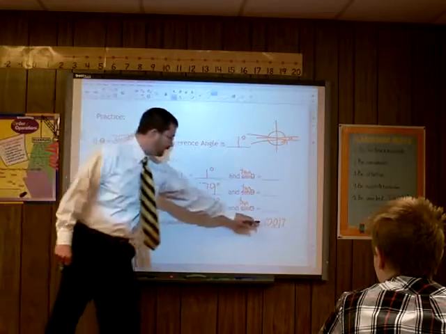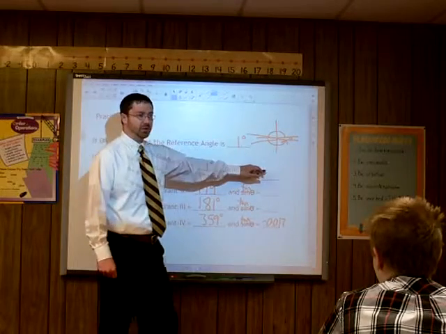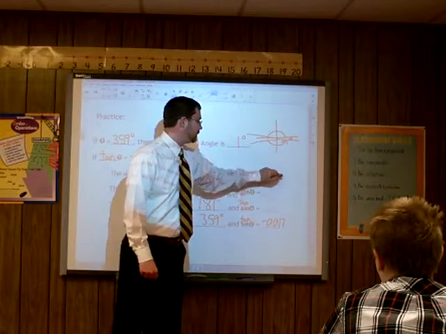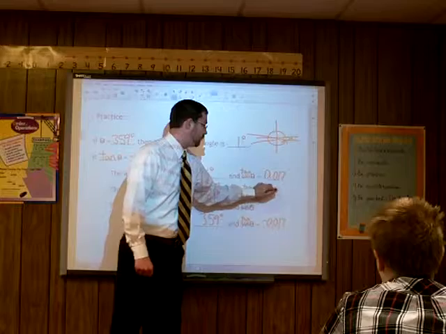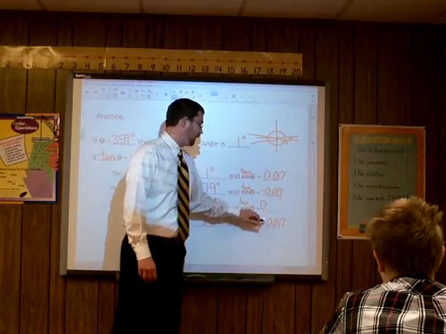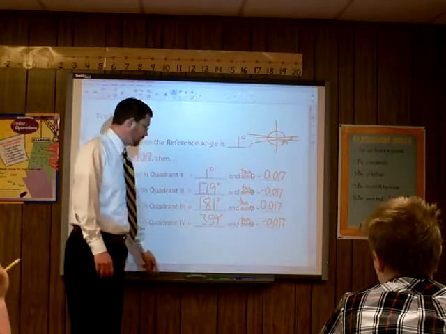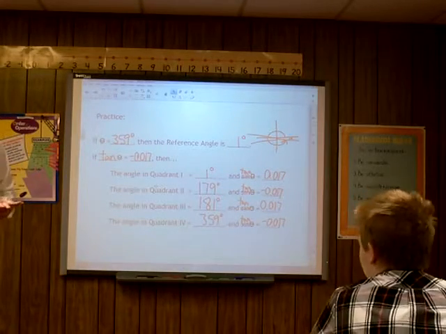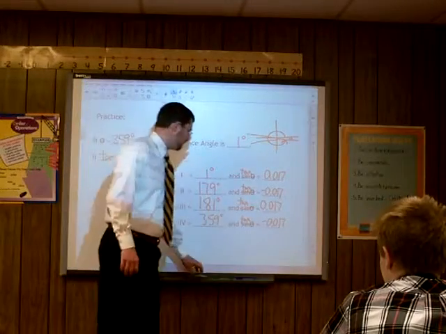So, if we know that this is negative 0.017 in the fourth quadrant, what's the value in the first quadrant? 0.017. How about the second quadrant? Negative 0.017. And how about the third quadrant? 0.017. Yeah, there it's positive again. All right. Anyone have any questions about that one or anything in here? Making sense so far? All right, good.